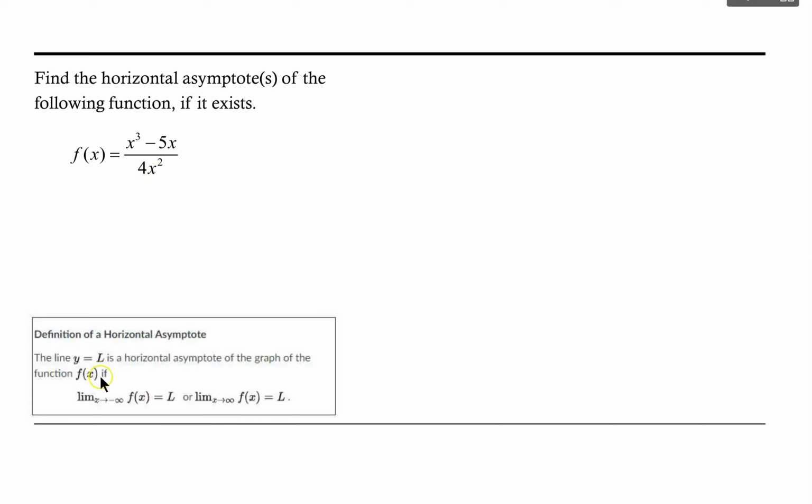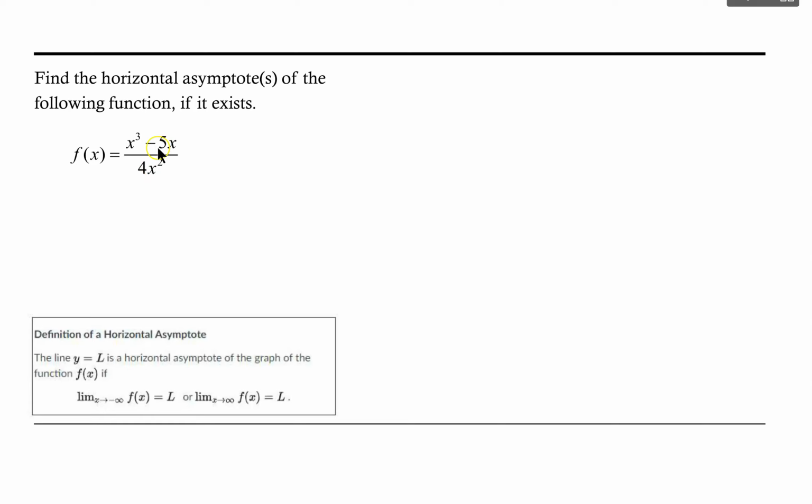And recall that the definition of horizontal asymptote is: the line y equals L is a horizontal asymptote of the graph of the function f of x if the limit as x approaches negative infinity of f of x equals L, or the limit as x approaches positive infinity of f of x equals L.